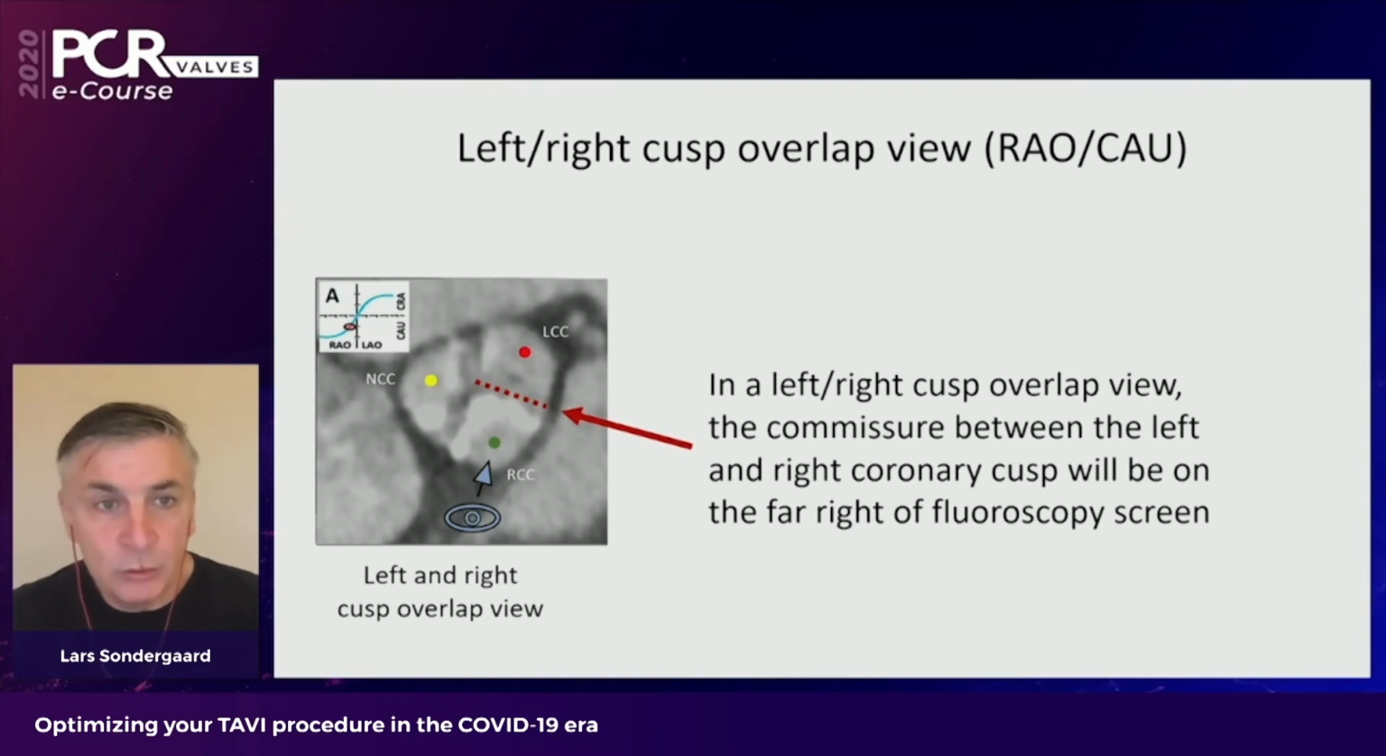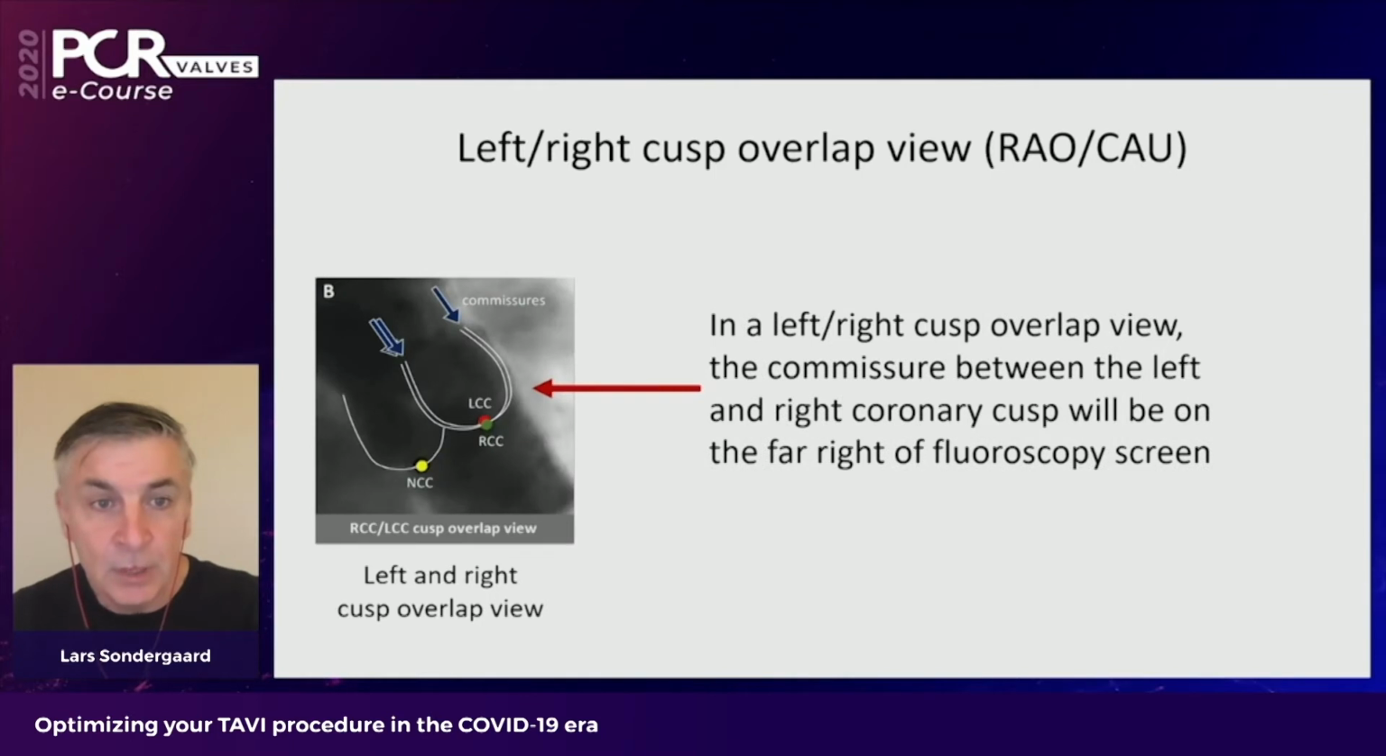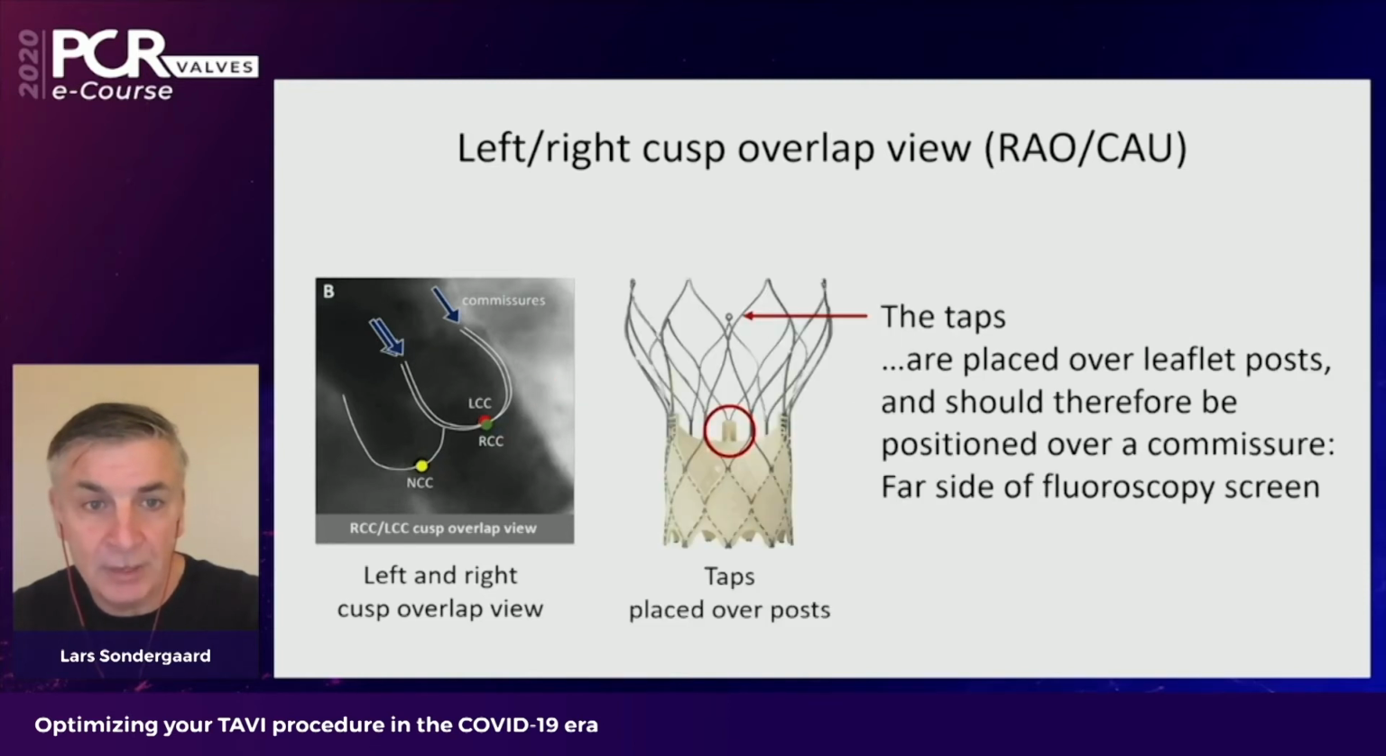Dave was talking about using the cusp overlap view, the left-right cusp overlap view, for your valve implantation to reduce conduction abnormalities. But if you use that view, you're going to see that the commissure between the left and the right coronary cusp is going to be isolated on the right-hand side of your fluoroscopy screen. So you have one commissure here. If you can place a post of your heart valve on that position, you know you have commissural alignment.